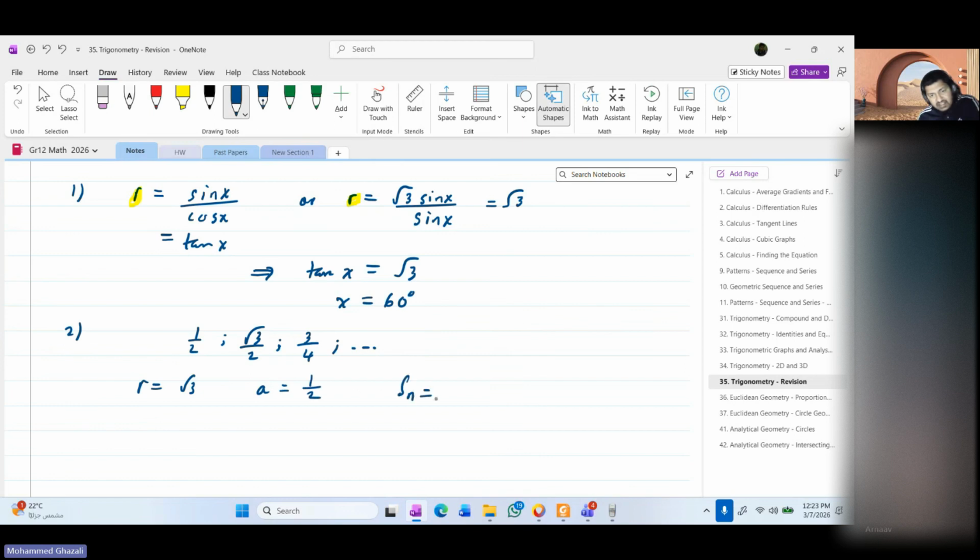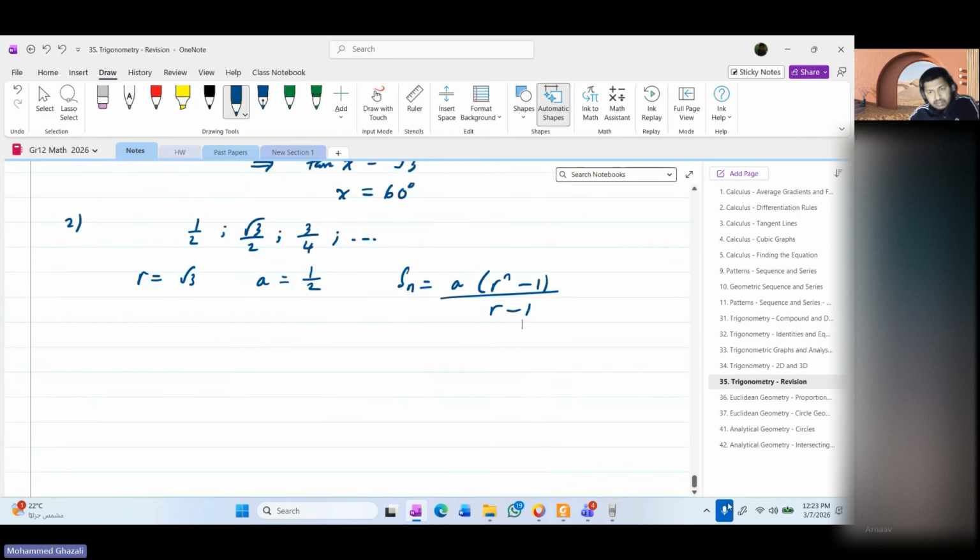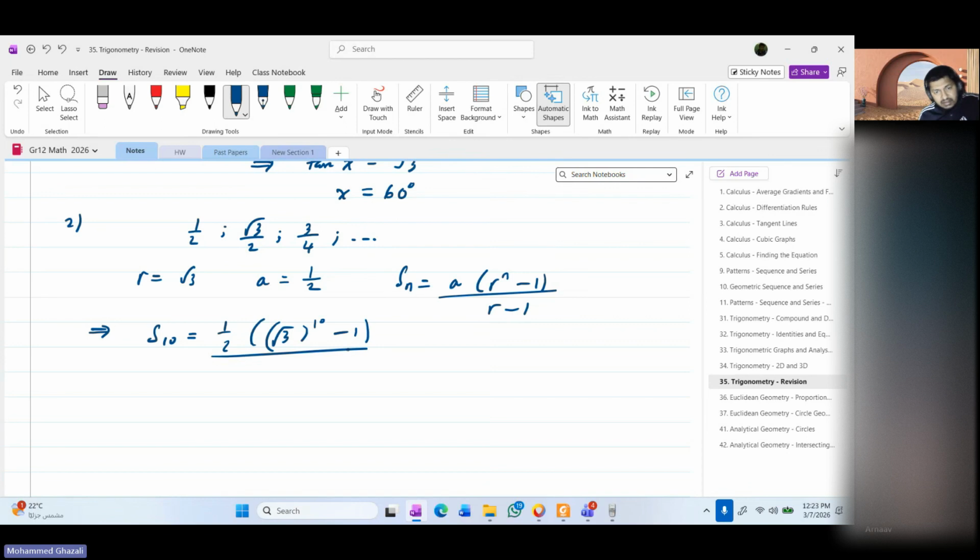So we're going to write down Sn is equal to A times r to the power n minus 1 over r minus 1. Okay. Now we can substitute everything inside here because we're trying to find S10. So this implies S10 is equal to A, which is half, times R, which is root 3, to the power 10 minus 1, divided by root 3 minus 1. Okay.